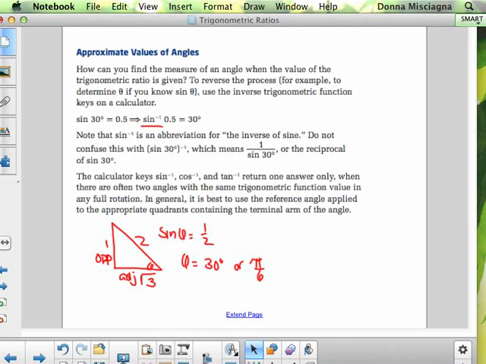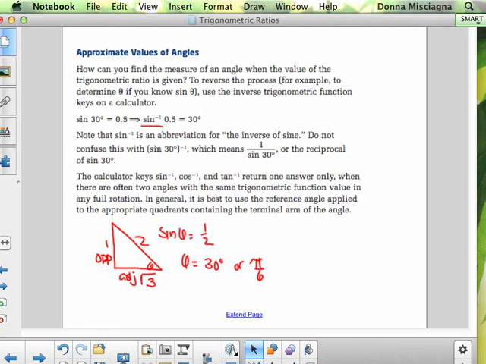All right, so the keys that we're looking for when we're going the other way have this -1 on it, and that is an abbreviation for the inverse of sine. We have some other names for it. Sometimes we call it arcsine. But we're going the other direction. We know the ratio, we want the angle.